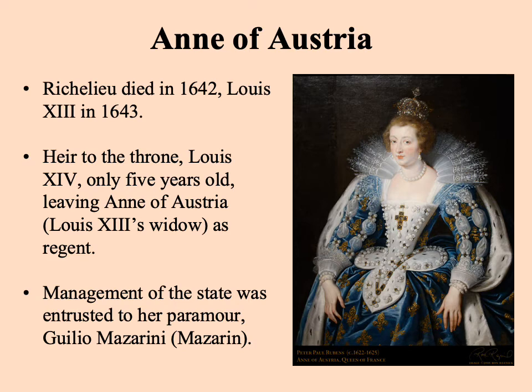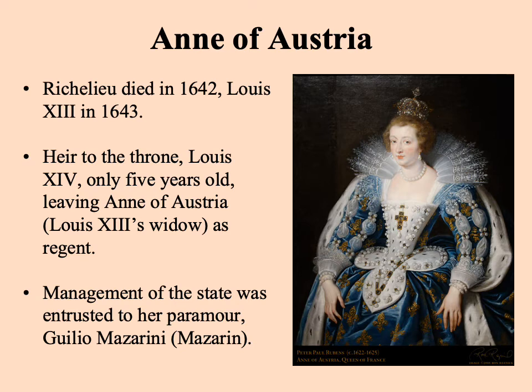So we're right back to the same situation we saw with Louis XIII, right? In some ways, even worse. Not 9 years old, 5. Again, acting as regent, Louis XIII's widow, Louis XIV's mother, Anne of Austria. And again, she proves to be very ineffectual.